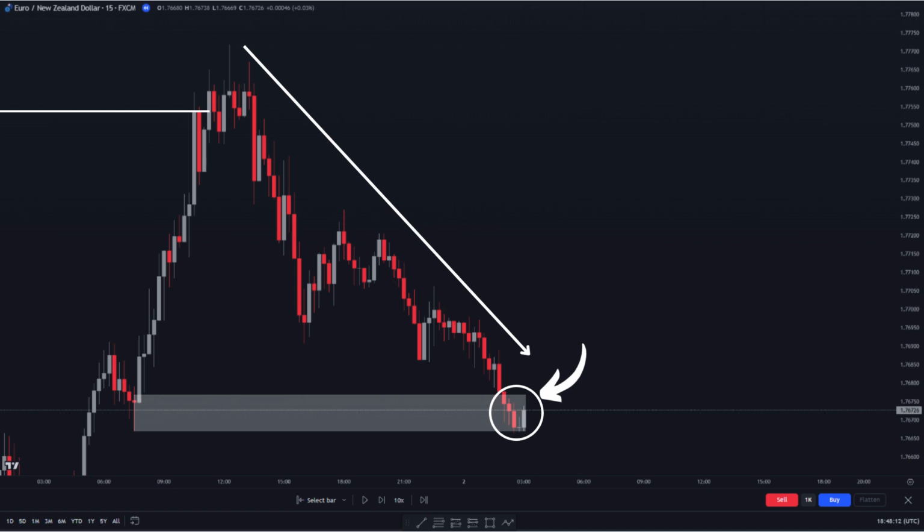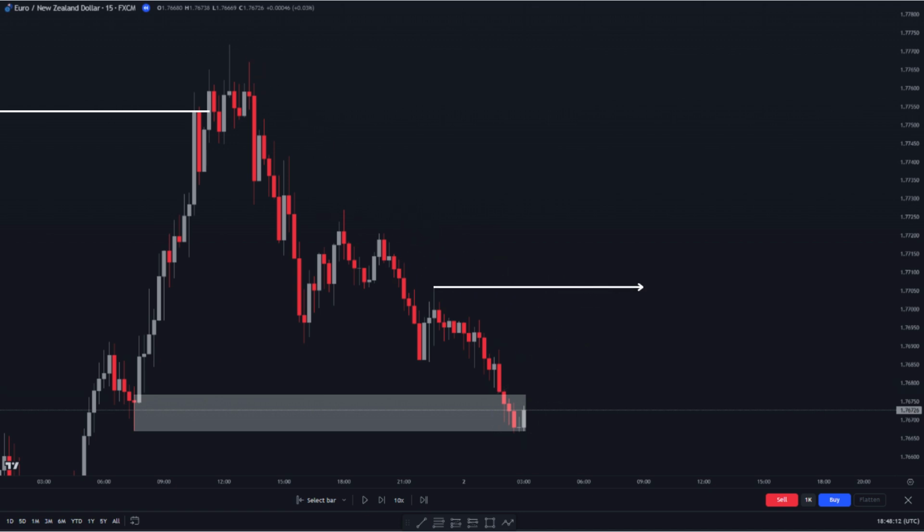We already know that to confirm the depletion of bearish momentum, the market must break above this internal swing high. So, be patient and wait for the market to break above it.